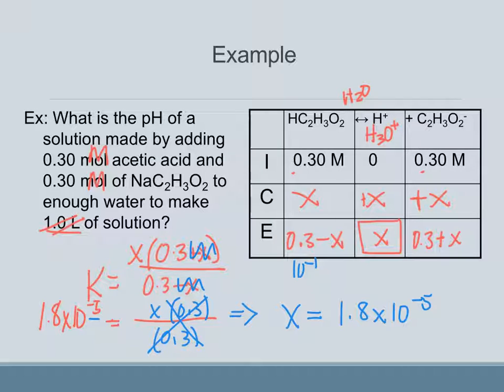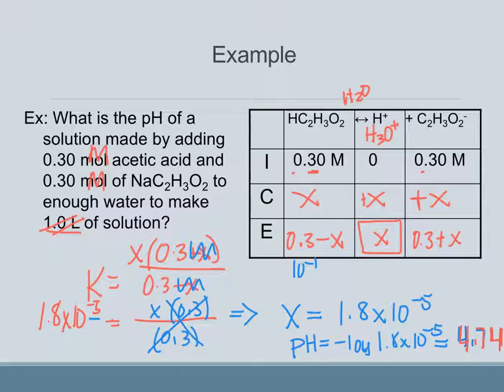Now we're not finished. This is our concentration of H plus at equilibrium, so our pH is going to be the negative log of 1.8 times 10 to the negative fifth, or 4.7. Again, sig figs matter. We have two sig figs, so we should have 4.74 as our resulting answer. So 4.74 is the pH of the solution that we make by adding acetic acid and sodium acetate.